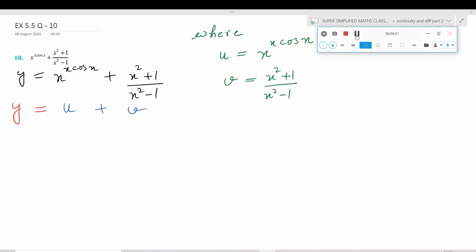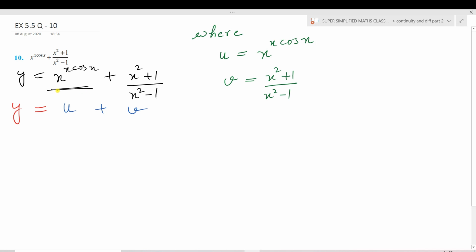Now question number 9. Question number 10. Function y is equal to x raised to the power x cos x plus x square plus 1 upon x square minus 1. So here again we cannot take one complete log of the right hand side since the two terms are in addition. So we take y as u plus v, where u is the first expression, this is u, and this second expression, this is v. So you can see we have taken them, and y is equal to u plus v.